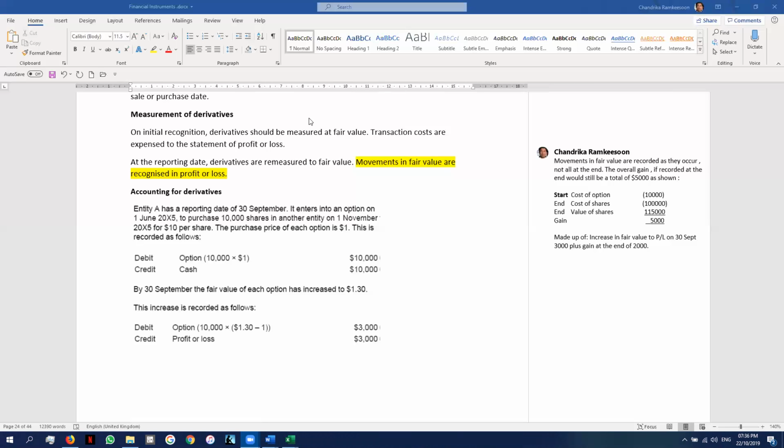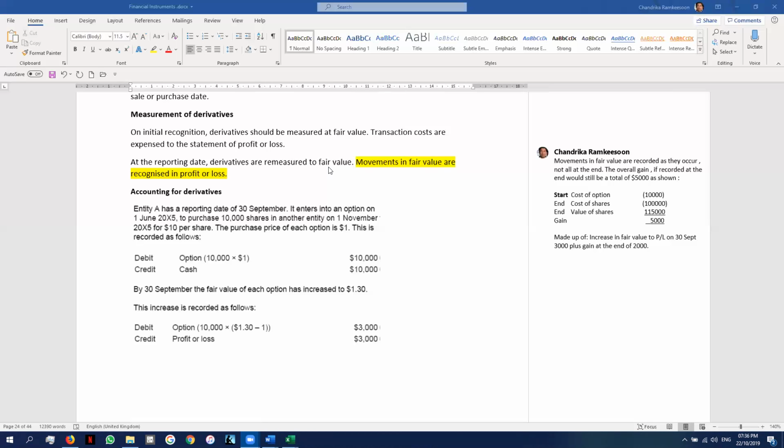Remember here you're told it should be measured at fair value, and then at the reporting date, we measure to fair value with movements in fair value recognized in P&L. So by 30th September, the fair value of each option has increased to $1.30. That is what is being assumed here.